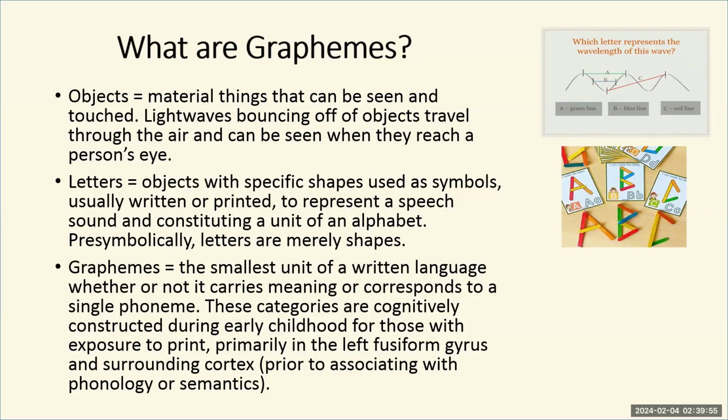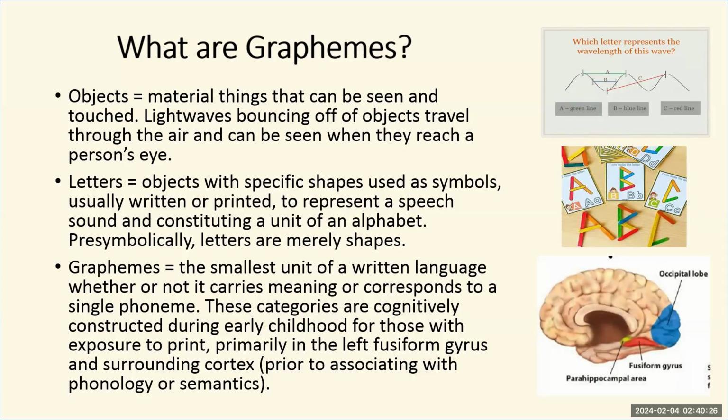Graphemes, on the other hand, are the smallest unit of written language, whether or not it carries meaning or corresponds to a single phoneme. These categories are cognitively constructed during the early childhood years for those with exposure to print, primarily in the left fusiform gyrus and surrounding cortex. This area is important prior to associating the shapes of letters with phonology or semantics. So that little red area is going to be critical to organizing and storing our knowledge about letters.